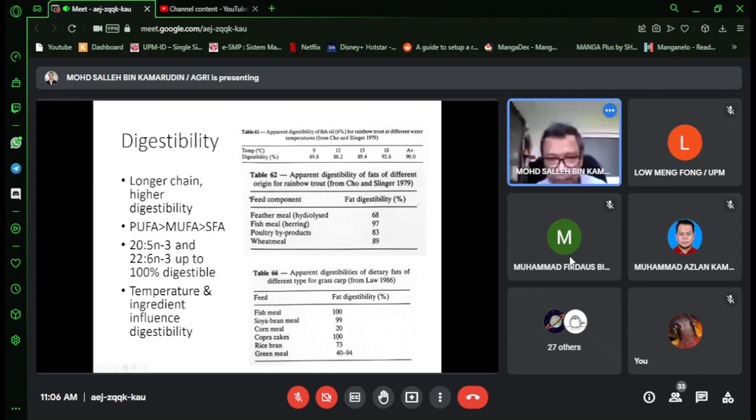This is because for tropical fish, the temperature is almost constant. This is for rainbow trout. If you look at the digestibility of oil from fish meal, feather meal, poultry offal meal, wheat meal, we see there are differences. Fish oil has high digestibility.